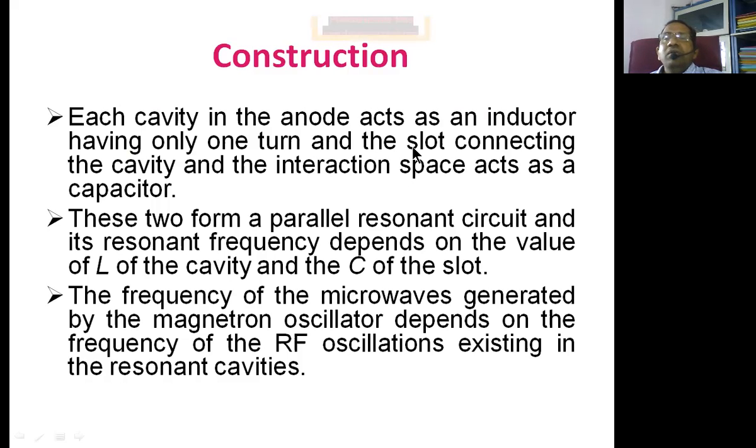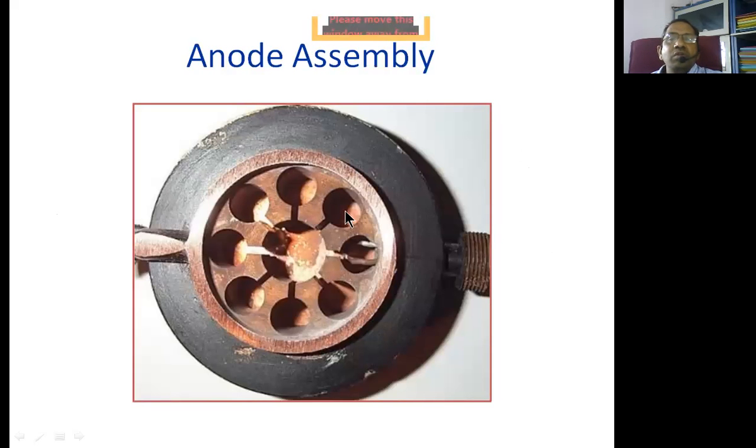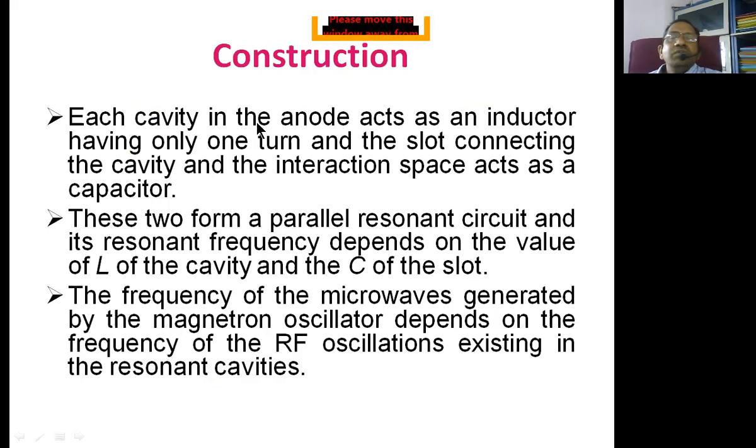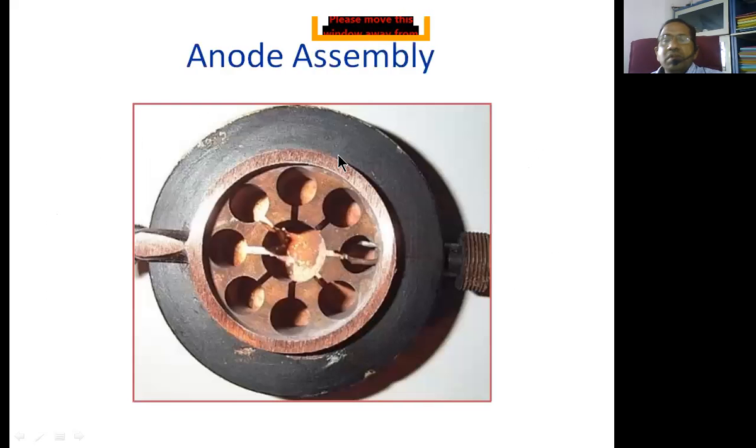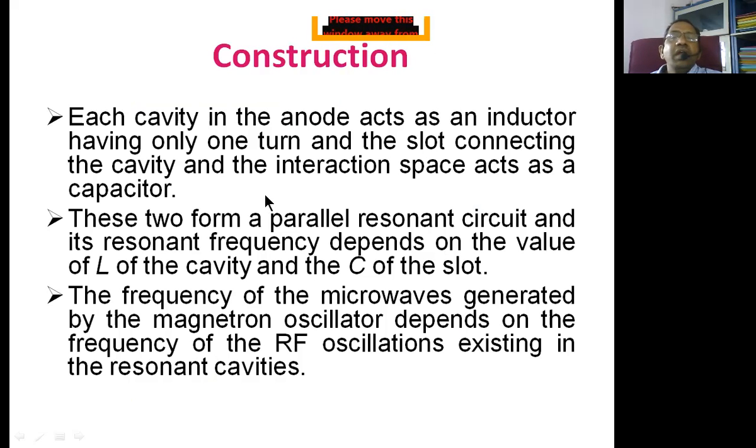Each cavity in the anode. Now there are cavities. Already we spoke that these hollow spaces are known as the cavities. So each cavity in the anode acts as an inductor having only one turn. What is the meaning of one turn? This is a one turn cavity now. So having only one turn, and the slot connecting the cavity to the interaction space acts as a capacitor.